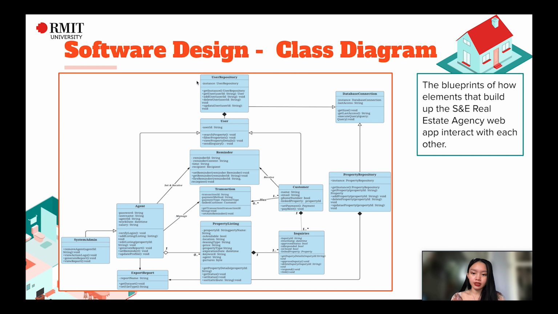Inheriting that class are the user repository and the property repository classes. And these, as the names suggest, handle different parts of the database. So inheriting the user repository is the user class. This one has unique attributes for the users who use the system, and inheriting the user class are the agent, system admin, and customer classes.